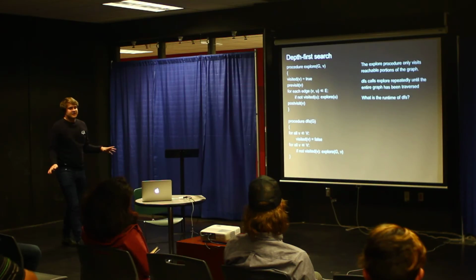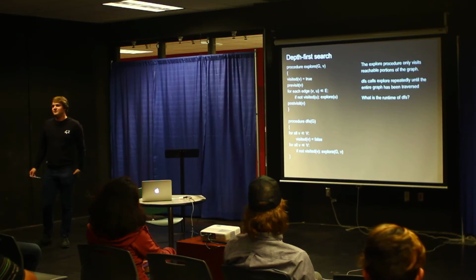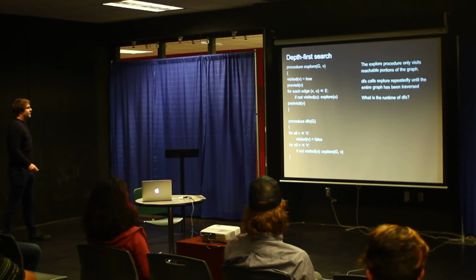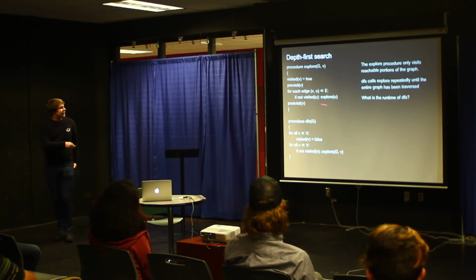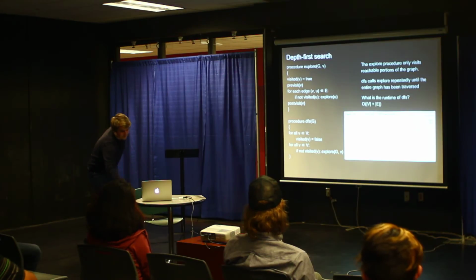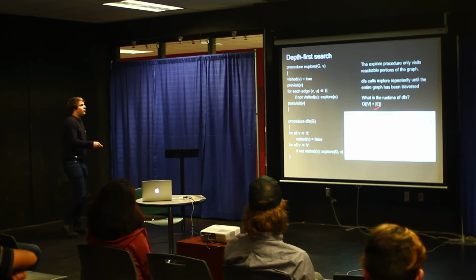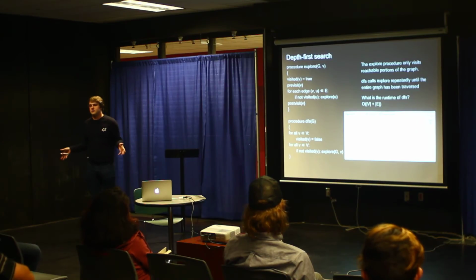So does anybody have any ideas of the runtime of DFS? O(n) is a good way of thinking about it. We can be a little more specific. We're going through at least each vertex we see, and here we're going through at least each edge. So we can think of this as big O of the quantity of V plus the quantity of E, so the amount of vertices and the amount of edges, which is going to be O(n).